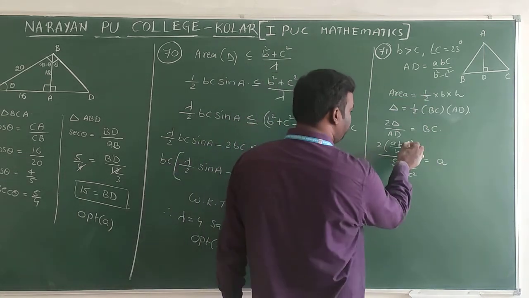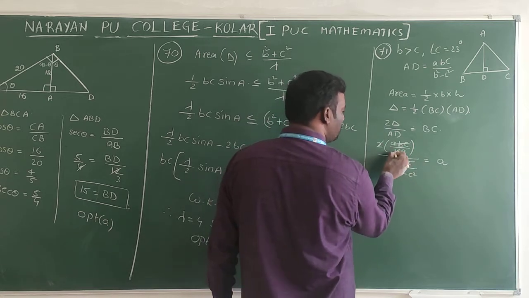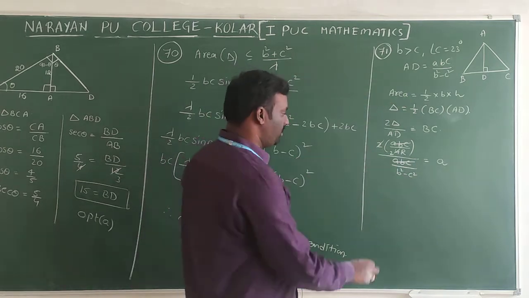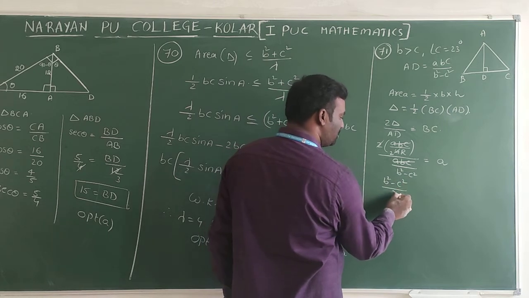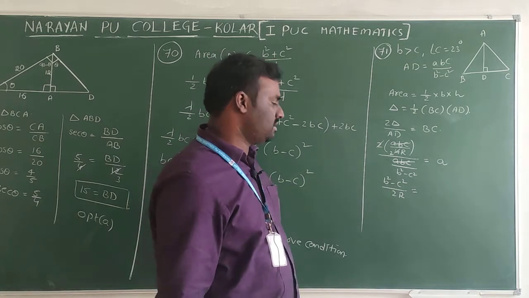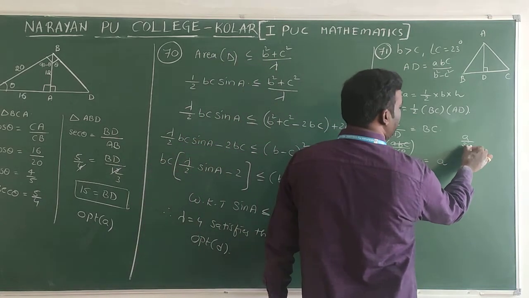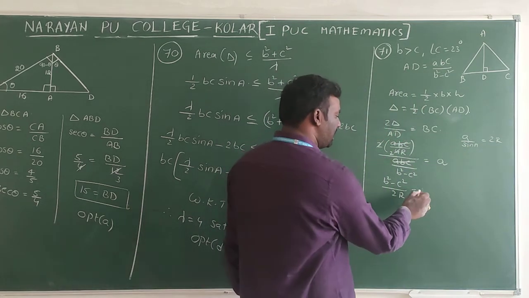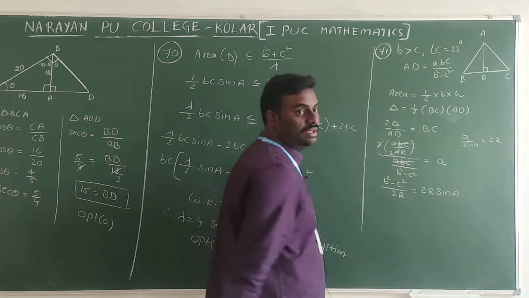Now here, ABC cancel, 2 and 2 just cancel. Now B square minus C square will go to numerator. Then B square minus C square by 2R is equal to, here A can be written as: A by sin A equals 2R. Okay. Now from this I can write A is 2R sin A.